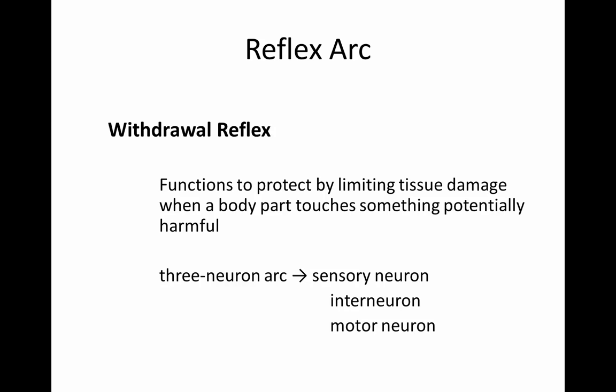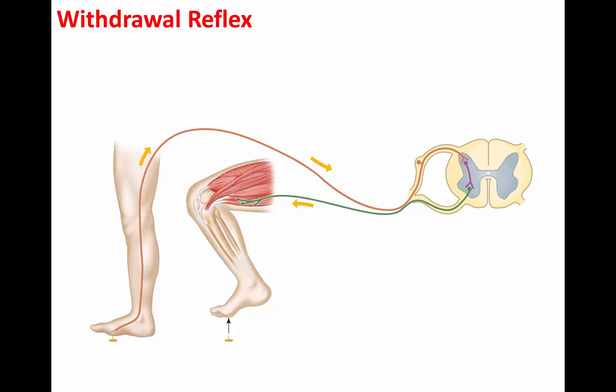Now let's take a look at the withdrawal reflex. Functioning in protection by limiting tissue damage when a body part touches something potentially harmful. This type of reflex involves 3 neurons, a sensory, an interneuron, and a motor neuron. Let's follow the withdrawal reflex.